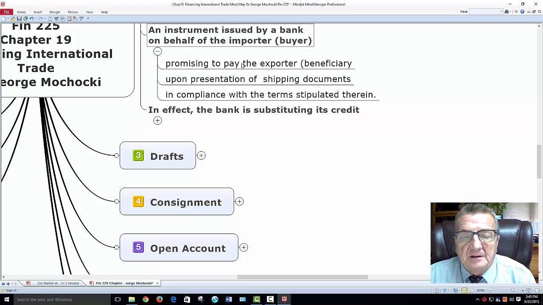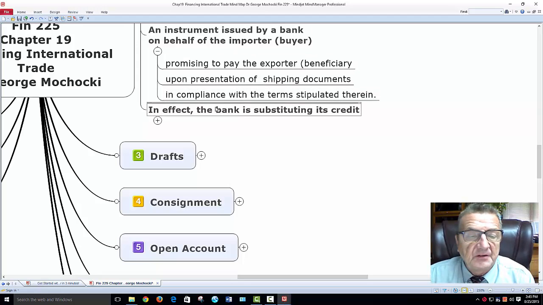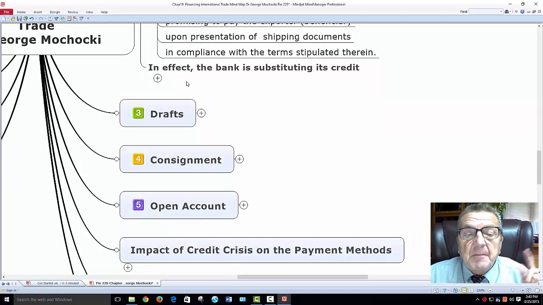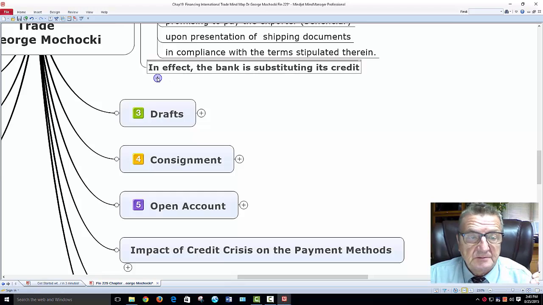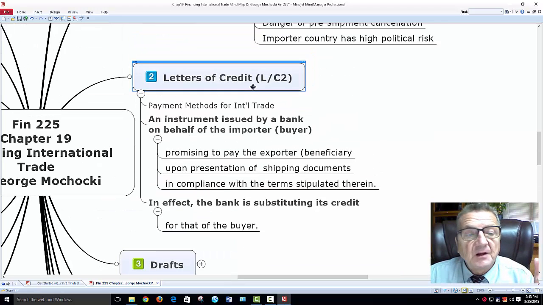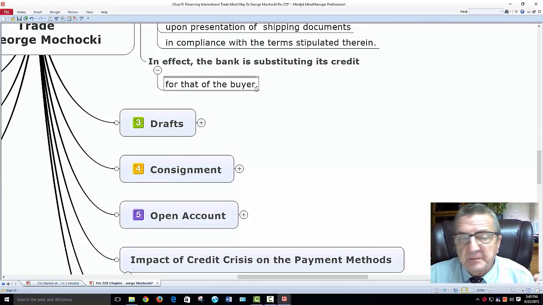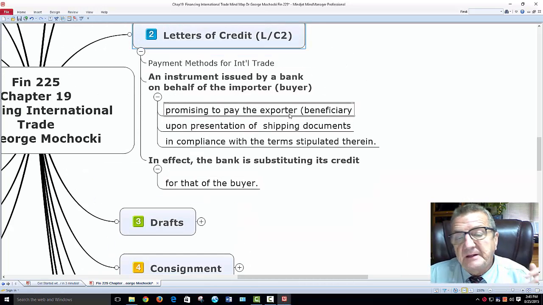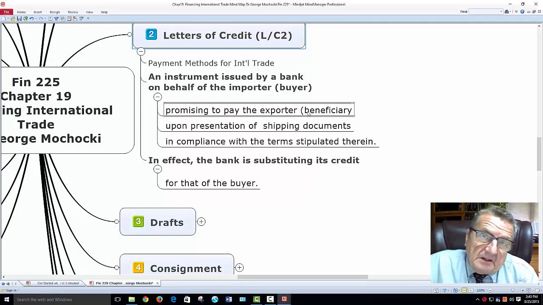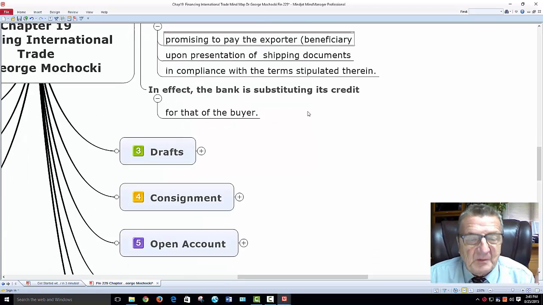Okay, so completion stipulated therein. In effect, the bank is substituting its credit for that buyer. That's all it's doing. Letters of credit. The bank is just stepping in here. Remember, the bank promised to pay the exporter. It's just a good letter. It's better than just my checking, which we're going to talk about later.